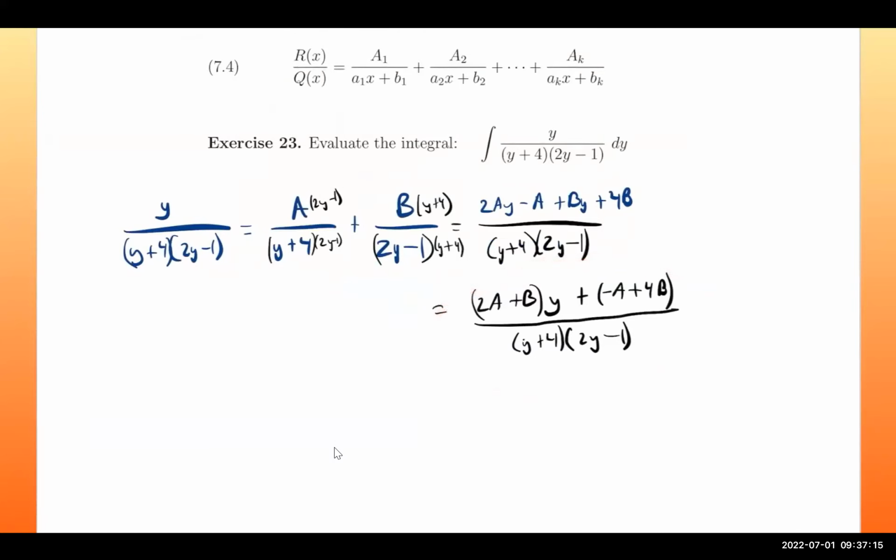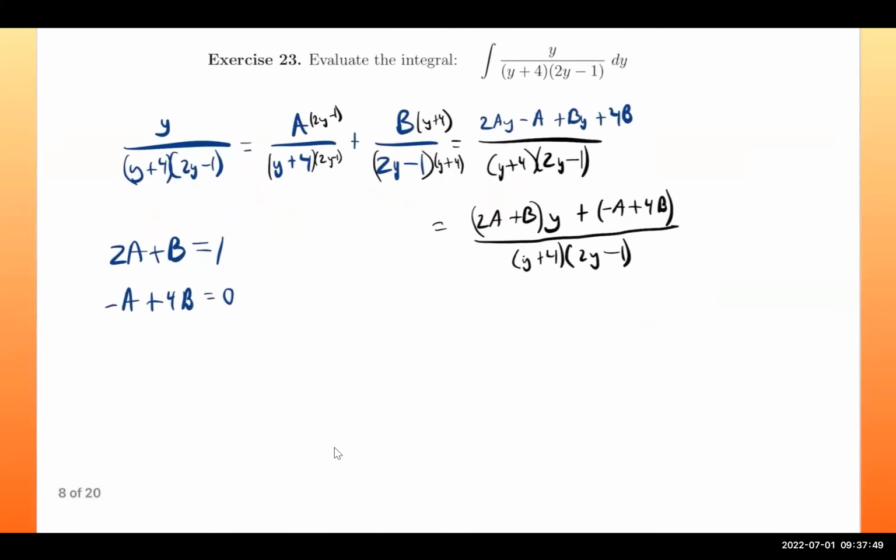Once you get to this point, you're going to look at the fraction that you started with, and the coefficient is 1, which means that this coefficient must be 1, and there's no constant, which means this has to equal 0. So let's write that system of equations. It's going to be 2a plus b equals 1. Once again, I got that from here. The coefficient is 1, which means this has to equal 1. And because there's no constant, this has to equal 0. So the second equation will be negative a plus 4b equals 0.